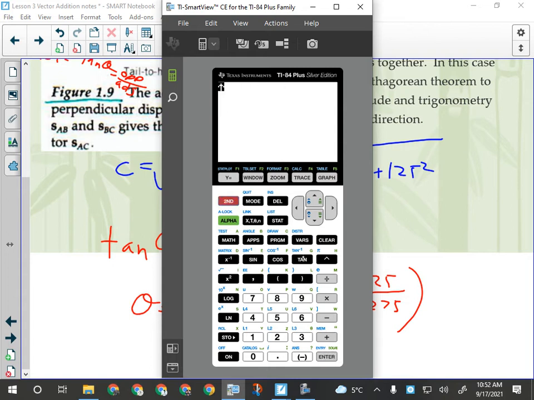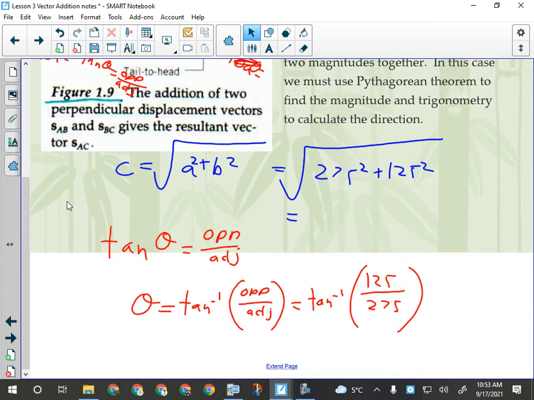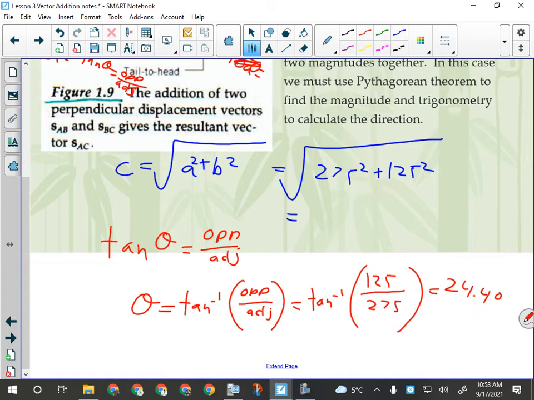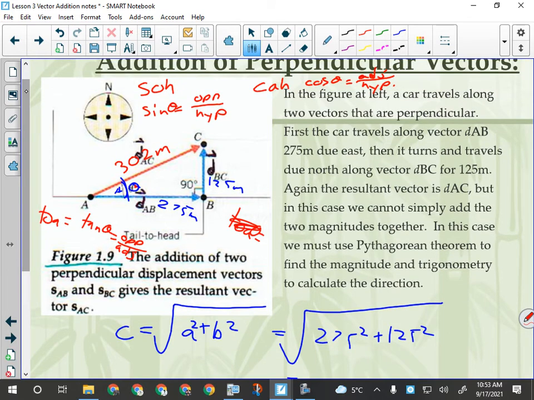All right, let's try that again. Second tan of 125 divided by 275. Now we'll get a good answer. 24.4 degrees. Okay, I have three significant figures, so that's what I'm going to keep, 24.4. All right, so that's my angle. It's 24.4 degrees, which direction? Okay, this direction, so this 24.4 goes right here. This angle here is 24.4 degrees, and it is north of east.